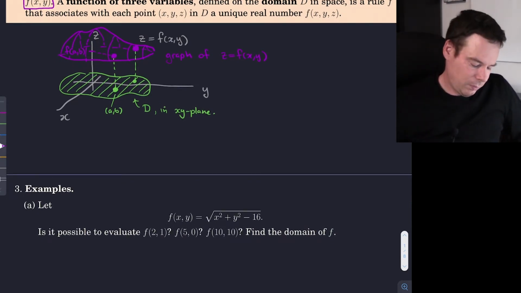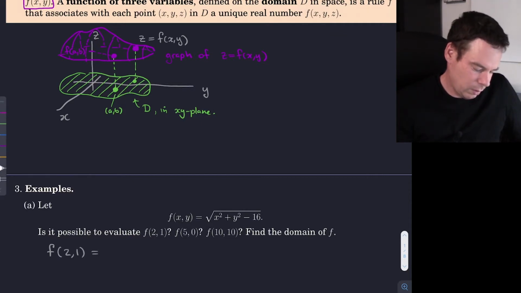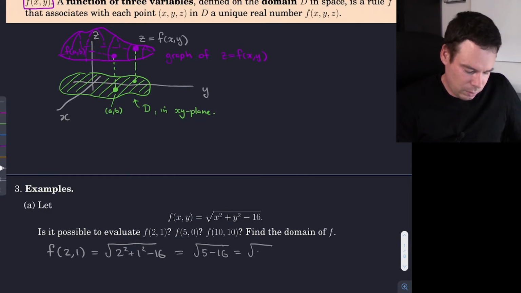So we've got a function, f of x, y, a function of two variables. It's defined to be the square root of x squared plus y squared minus 16. Is it possible to evaluate f of 2 comma 1? Well, let's see. 2 comma 1 means we are plugging in the value of 2 for the x variable and the value of 1 for the y variable. So this would be the square root of 2 squared plus 1 squared minus 16, or the square root of 5 minus 16, or the square root of negative 11.